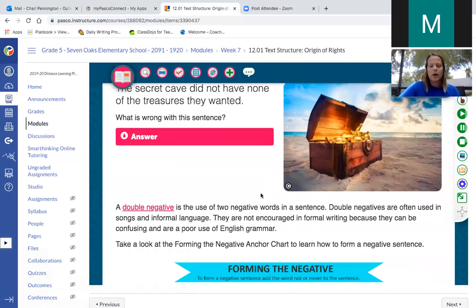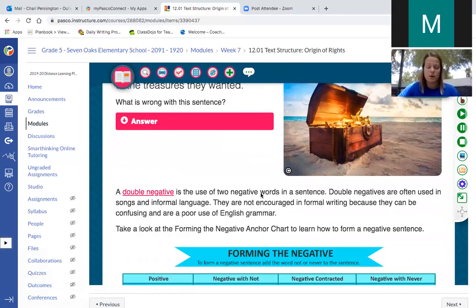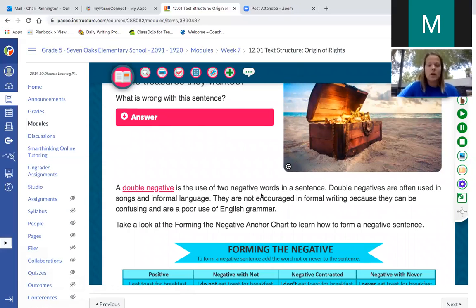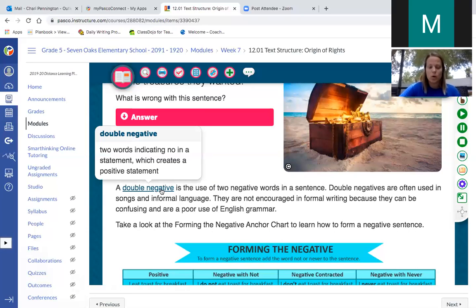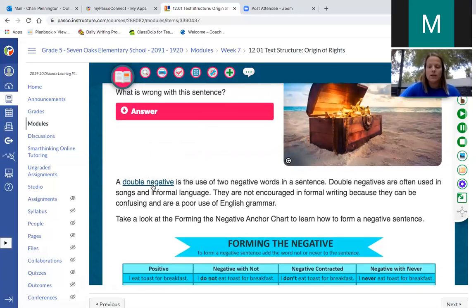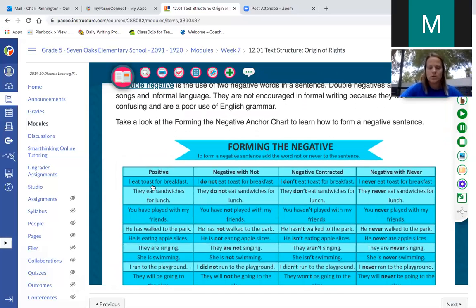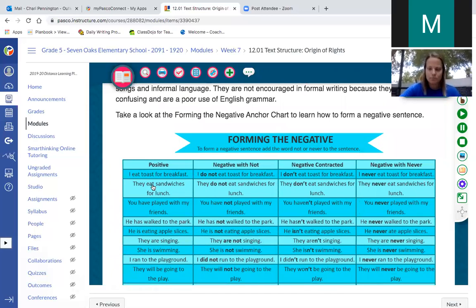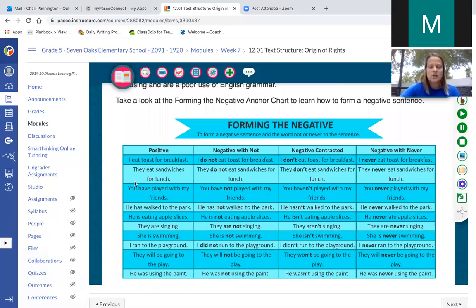Writer's Workshop. Okay, on this page, you do need to pay attention because it is talking about double negatives. There are 2 questions on the test that you will take that will be talking about double negatives. If you do not know what a double negative is, it is right here, okay? Even if we hover over this and click, it says 2 words indicating no in a statement, which creates a positive statement. There is an anchor chart down here that shows you how it is. So these are your positive, and here's how we can form a negative.